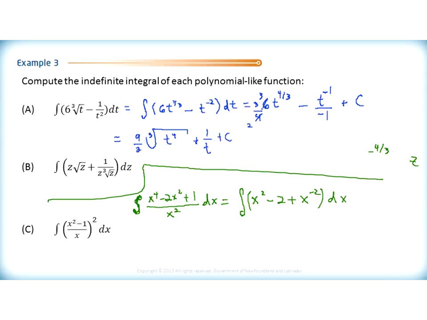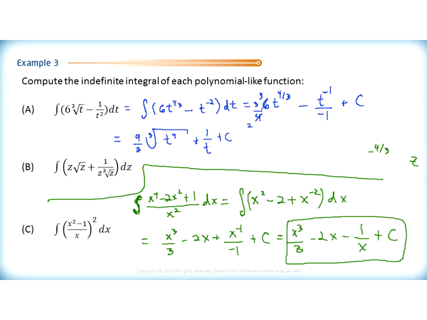That's what I get. So now if I want to integrate that, or antidifferentiate it, I get x cubed over 3 minus 2x plus x to the power of minus 1 over minus 1 plus our arbitrary constant c, which we can quickly simplify to give us x cubed over 3 minus 2x minus 1 over x plus our arbitrary constant c. So there it is as an antiderivative.